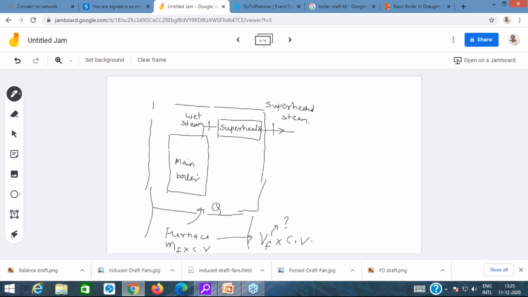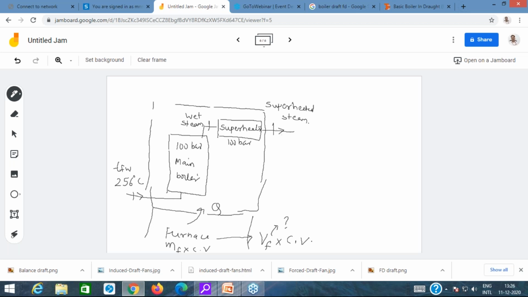Suppose the feed water is entering here. The feed water's temperature is given. The pressure of the boiler is given to be 100 bar. So boiler and superheater are at the same pressure, obviously, 100 bar. And the feed water is entering at 256 degrees centigrade.